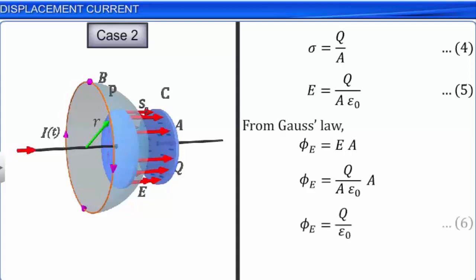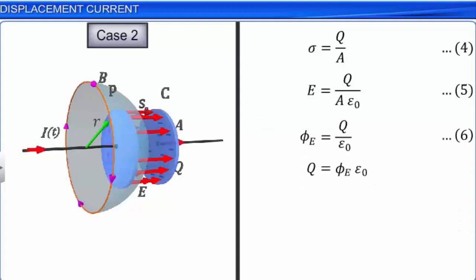Equation 6 can be rewritten to get the charge on the plates of the capacitor, that is, Q is equal to phi E into epsilon naught. Due to the time-dependent current source, the charge on the plates of the capacitor changes with time. Thus, the current due to the rate of change in the charge I is equal to dQ by dt. On substituting the charge, we get the current I is equal to d phi E into epsilon naught by dt, which can be written as I is equal to epsilon naught into d phi E by dt. Let this be equation 7.